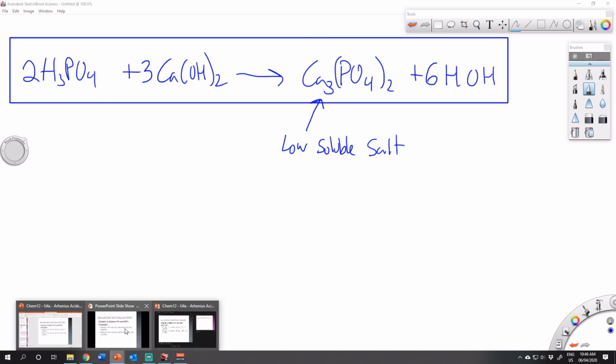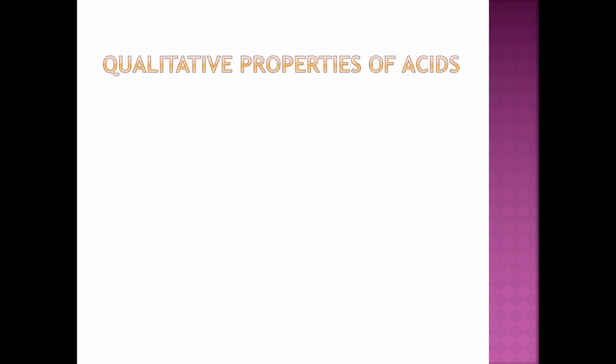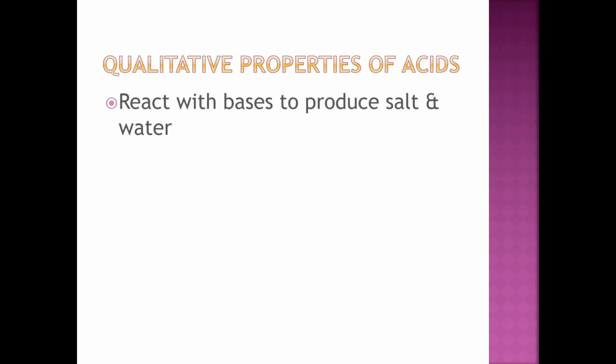Okay, now acids and bases have a lot of qualitative properties which you can use to help identify whether a substance you have is an acid or a base. So if you have an unknown substance and you're trying to figure out whether it is an acid or a base, here are some qualitative properties that you can use to help identify them.